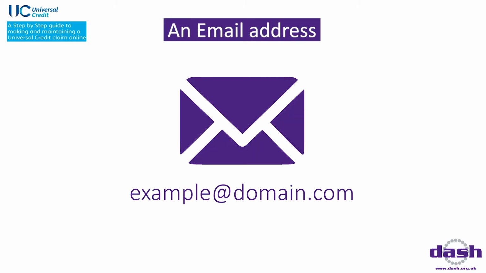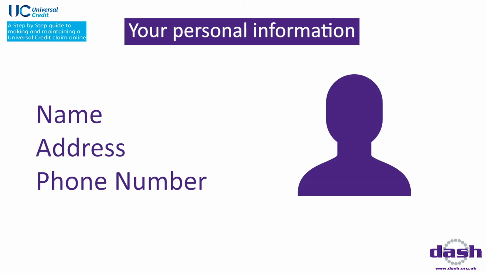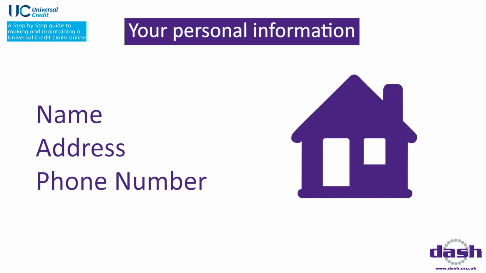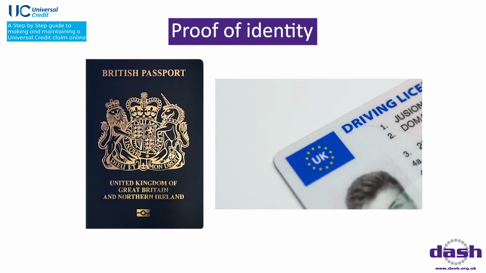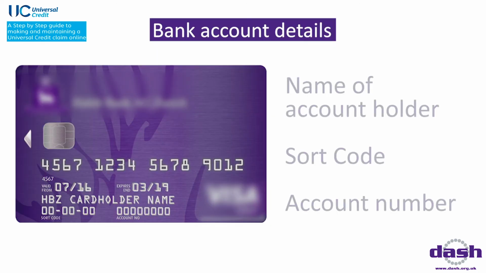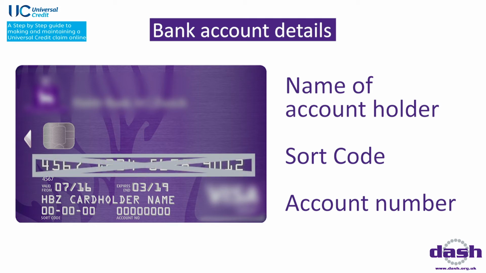To make a claim for universal credit, you will need the following: an email address to register your account with, your personal information such as name, address, and phone number, a proof of identity such as a passport or a driving license, your bank account details, and this includes the name of the account holder, sort code, and an 8-digit account number, not the 16-digit number of your credit or debit card.